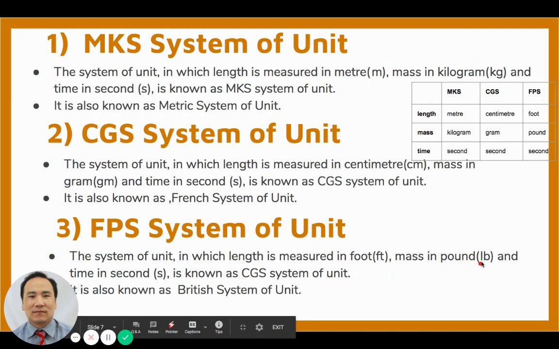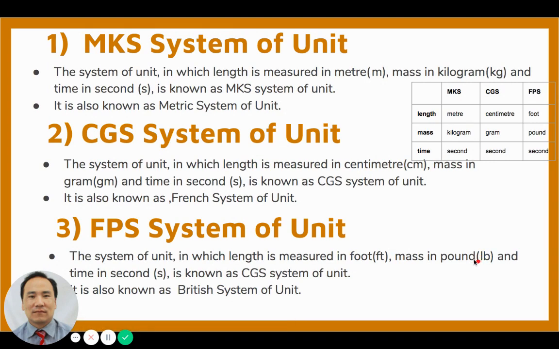The symbol of pound is lb. Why is the symbol of pound lb? Because it is taken from the Latin word libra. So that's why the symbol is lb.